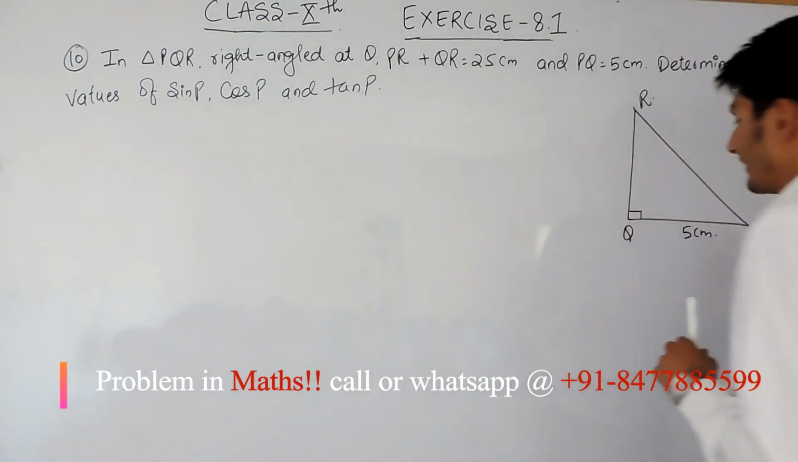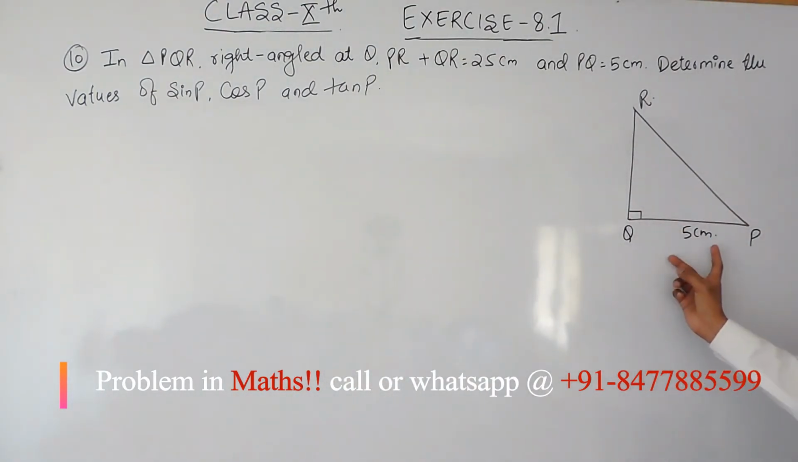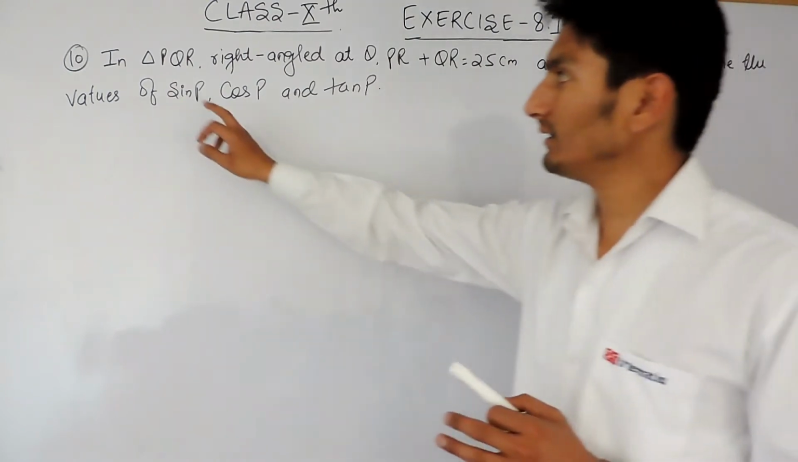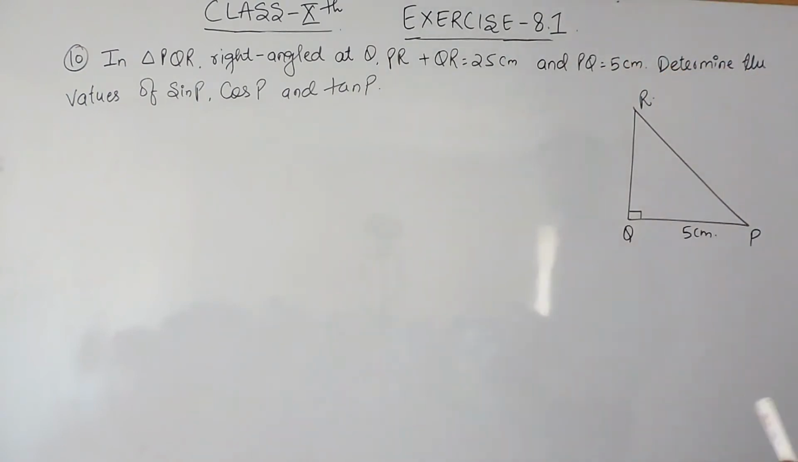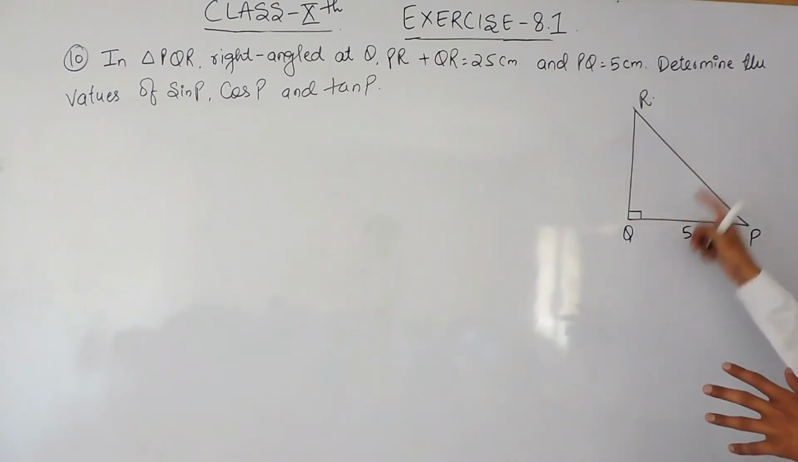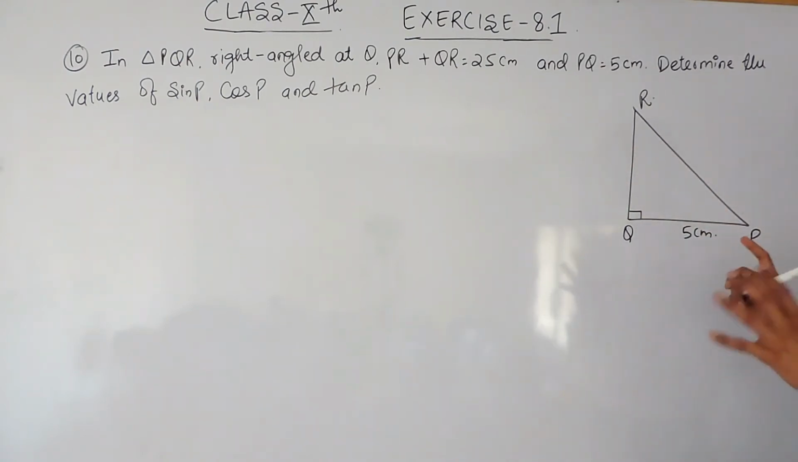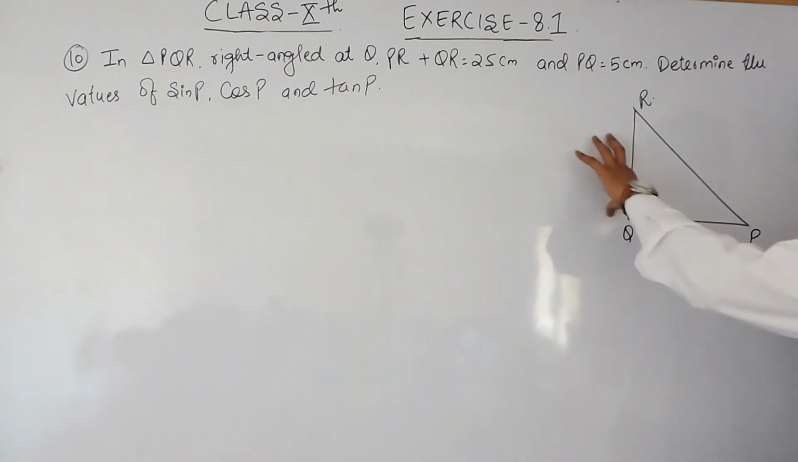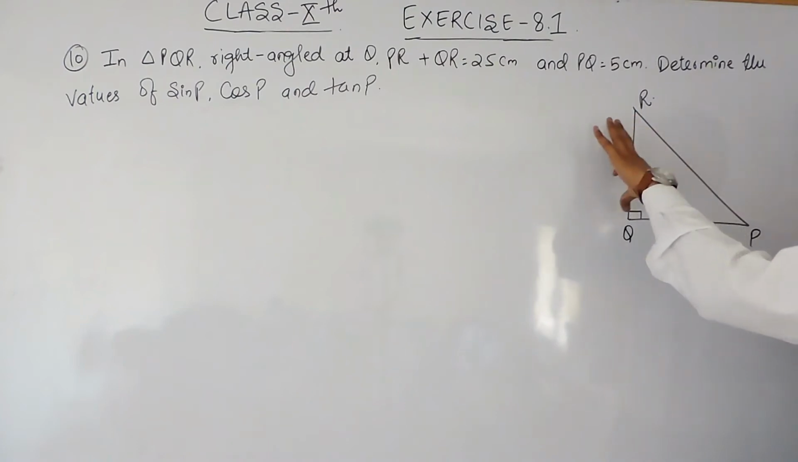So in this right angle triangle, right angle at Q, this PQ is given to us as 5 centimeter and the sum of PR and QR is 25. Now, I have to find these ratios. Obviously, to find a trigonometric ratio, I must know all three individual sides of a right angle triangle. But here, one side is given to me, but the sum of the other two sides is given to me.